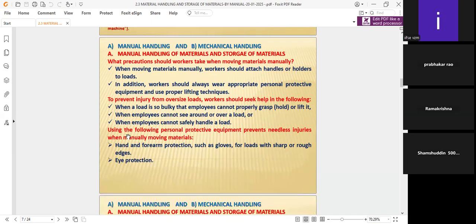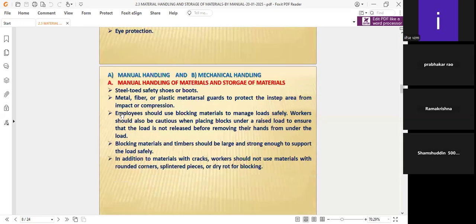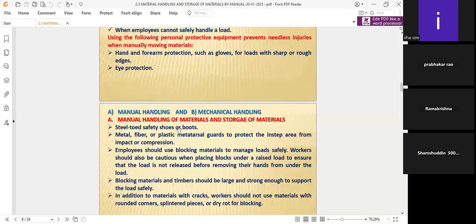Deploying personal protective equipment prevents needless injuries when manually moving materials. Now everyone knows hand and forearm protection, such as gloves for loads with sharp or rough edges. Foot protection is also to be taken care of. Safety shoes, the steel-toed safety shoes or boots, with metal, fiber or plastic metatarsal guards to protect the instep area from impact or compression.